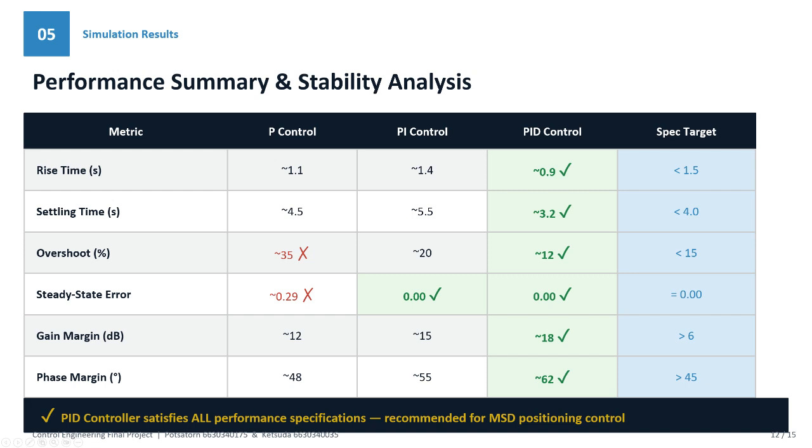Ultimately, the PID controller was the clear winner. By using our tuned values of Kp equals 4.5, Ki equals 2, and Kd equals 0.8, we achieved a settling time of only 3.2 seconds and an overshoot of just 12%. This demonstrates that the PID structure provides the most comprehensive control for this type of mechanical load.